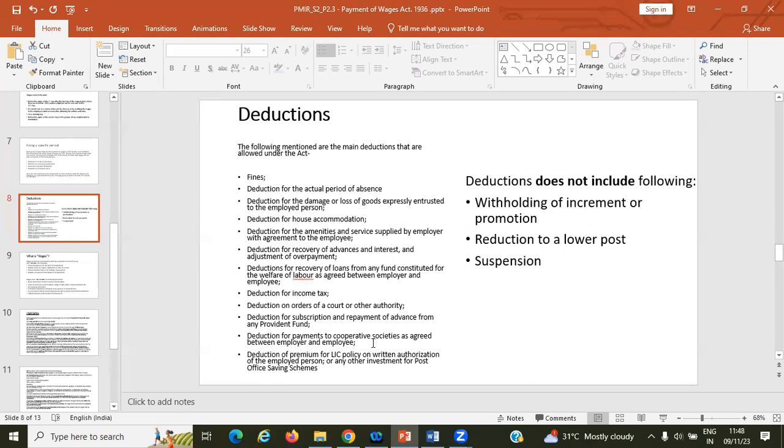Deduction for payment to cooperative society. You may do some payment to your different cooperative society in your organization. That kind of payment, suppose it is adjusted in your salary, in your pay slip it is mentioned. So that kind of deduction is also allowed.